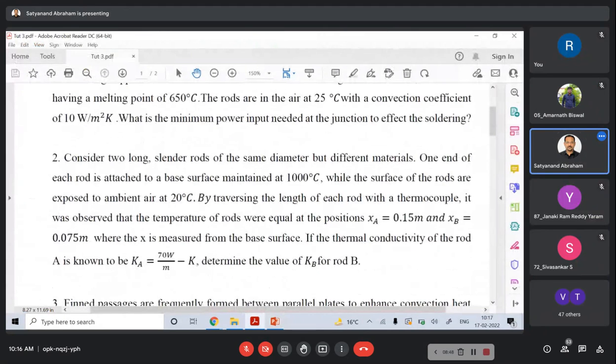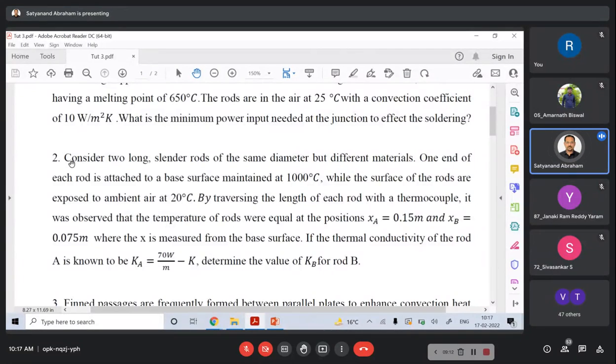Yes, sir. Now we are considering the second one. Considering two long slender rods of the same diameter but different materials. Here also you can see two long rods. Whenever it is said as long, you have to consider that it is of infinite length, until or otherwise it is given.